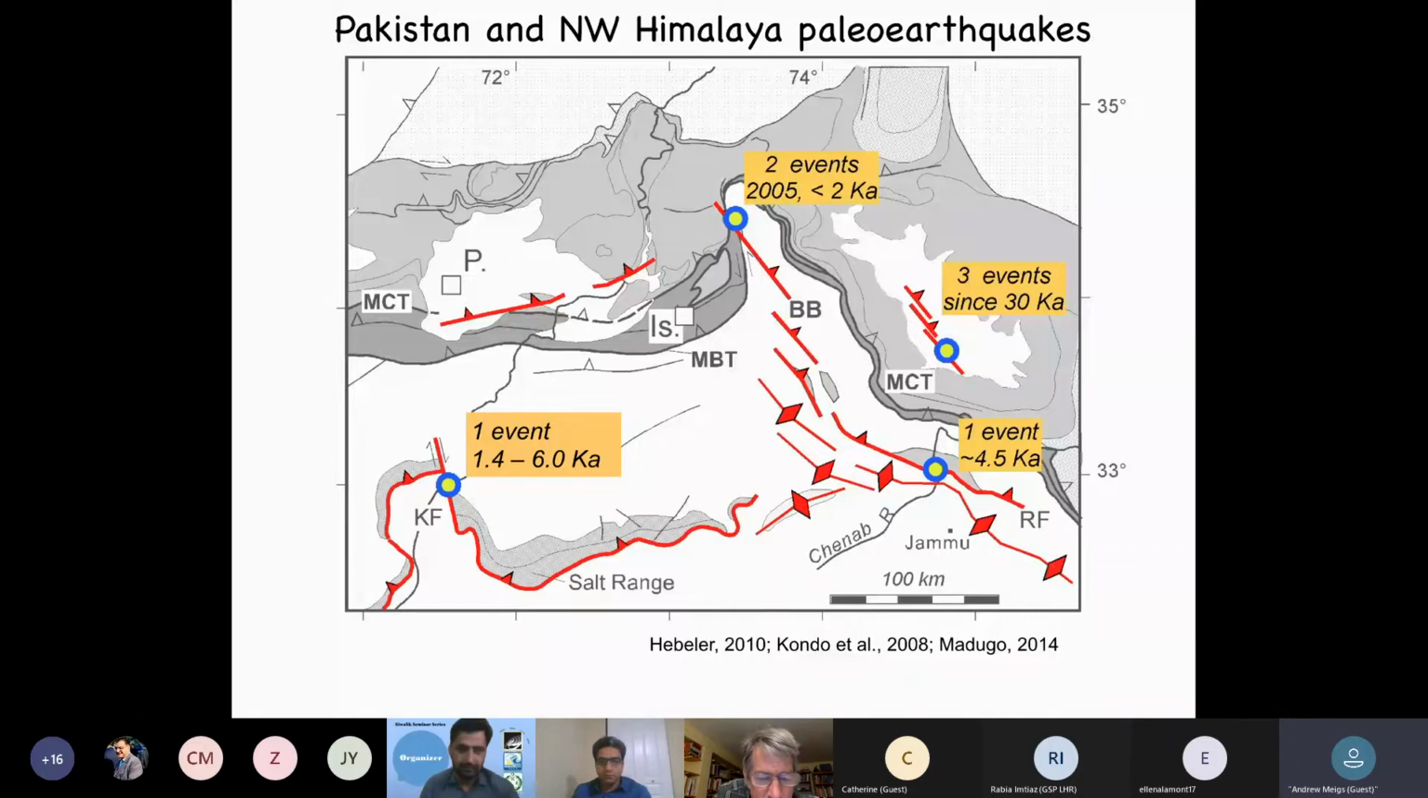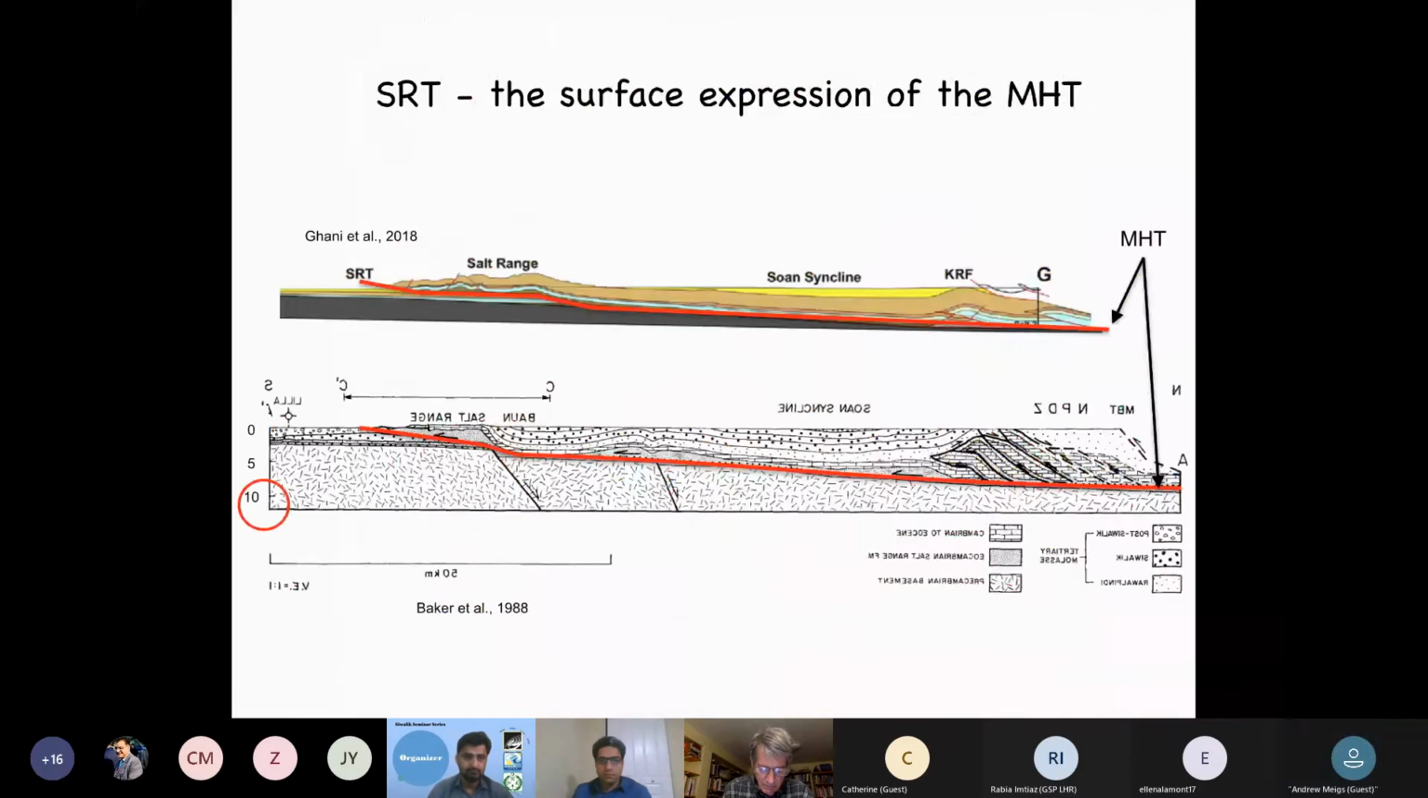Up in the Japanese trench on the Balakot Bagh Fault, we have at least two events in the last 2,000 years. And then given Chris's work on the Kalabagh Fault, we have one event in the last 1,500 to 6,000 years. So a fairly Spartan record given the rate of convergence and the number of active faults on the map. So what does that mean about earthquake hazards in Pakistan?